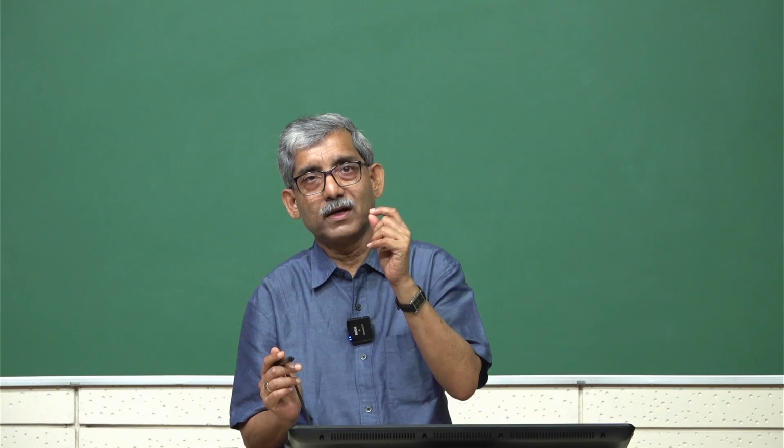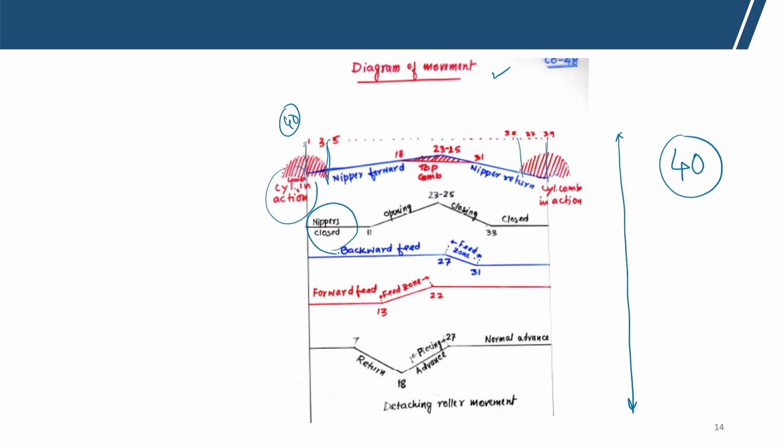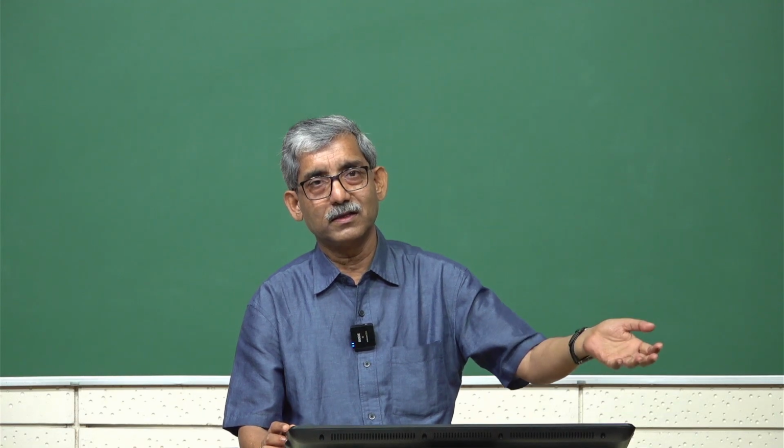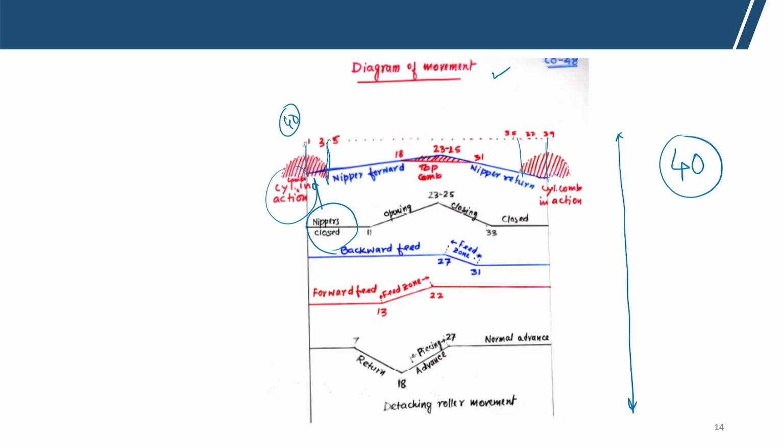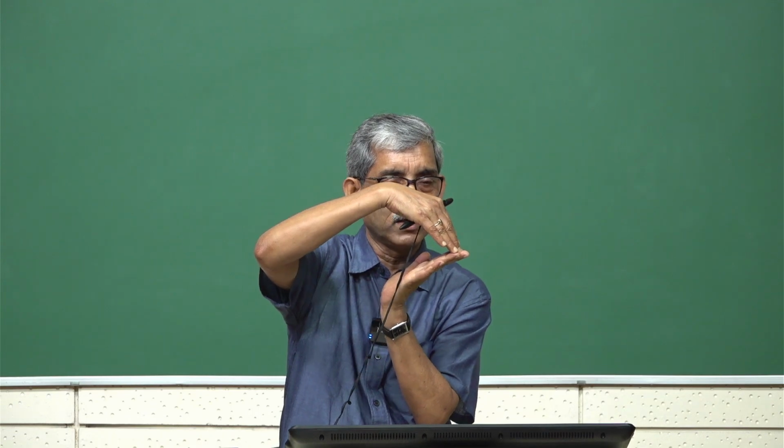That means, when cylinder combing takes place, what are the things? Nippers should be closed, then only cylinder combing should take place. Otherwise, if the nippers are open, then the combing will not take place. So, nippers are closed up to point 11, that is index number 11, and from 11 the nippers start opening. That means, when nippers are moving forward it is closed and then it starts opening.